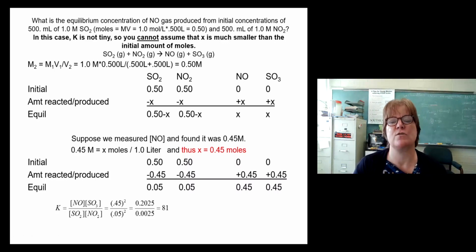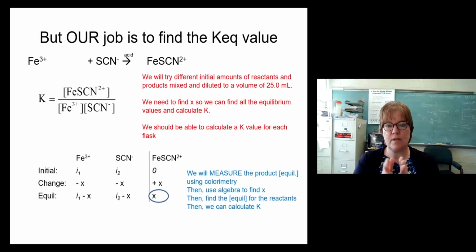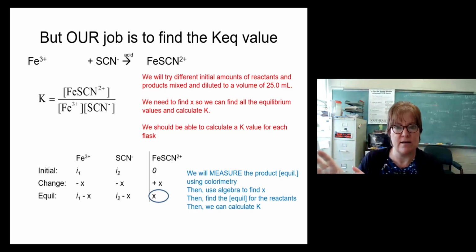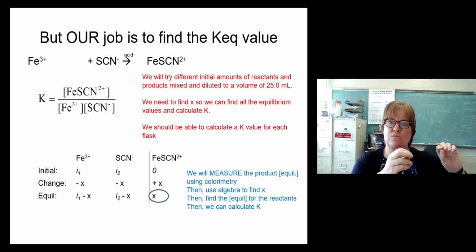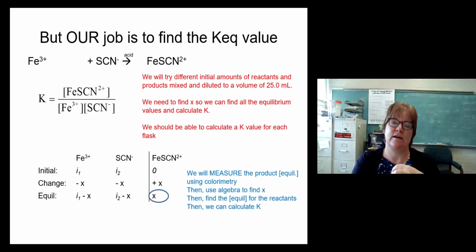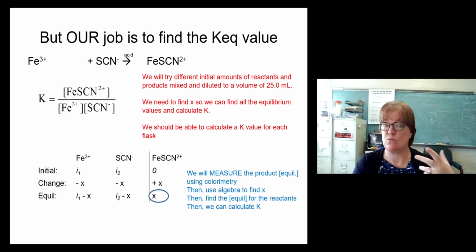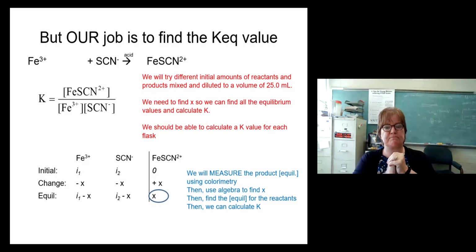Experimentally, we've got a couple other tricks going on here. Our job is to find the equilibrium value of iron making iron thiocyanate. So iron 3 ion plus thiocyanate ion in an acidic solution will make this iron thiocyanate ion. And it is active colorimetrically, so we can use colorimetry to measure the concentration.